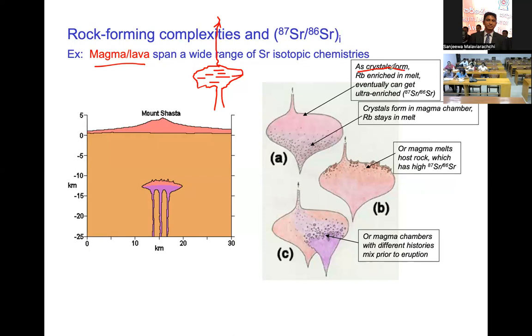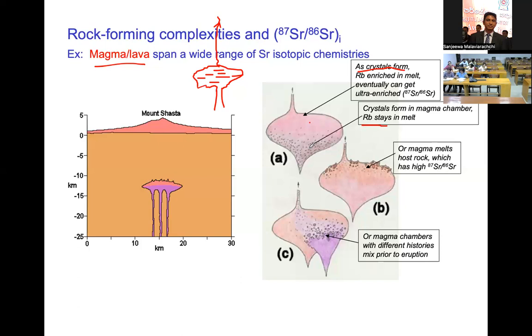So what happens when crystals are formed? When crystals are formed, a crystal is a solid, right? Still the melt is remaining. So rubidium prefers melt, as I said, because it is incompatible. So a lot of rubidium will remain in the melt rather than going into the crystal formed. So the crystals form in the magma chamber, but rubidium stays mostly in the melt. It doesn't mean that none of the rubidium goes into the mineral. It goes, but the majority will be in the melt.